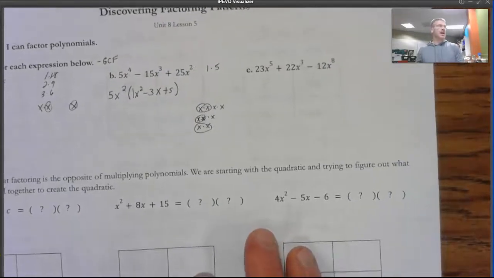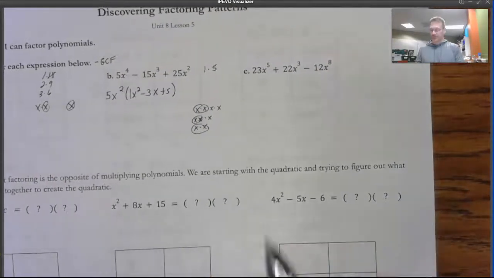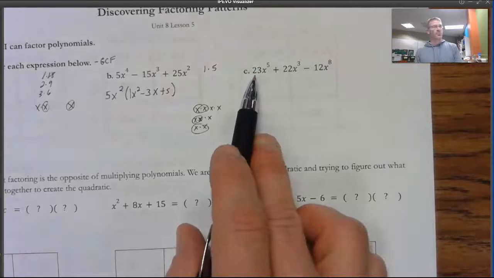So now when I look at part C here, sometimes you can spot something that may make the factoring just a little bit easier. So for example, I can look at 23.